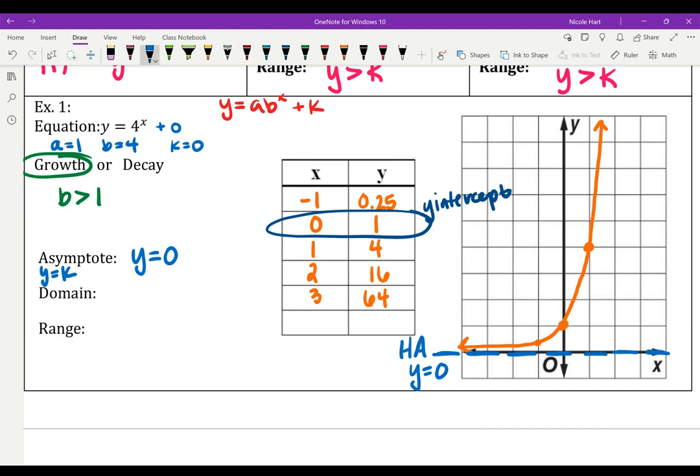Now talking about the domain and range. Domain for all of these is going to be all real numbers. And our range is going to be y is greater than our horizontal asymptote, which is 0.